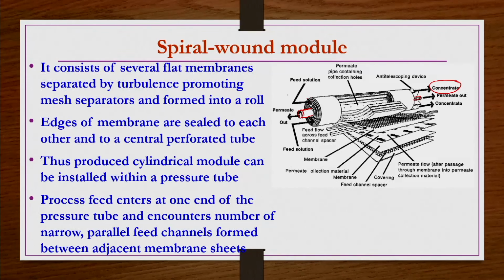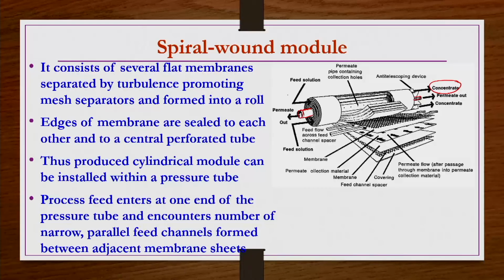So, before the feed comes in, this setup, the rolls of different membranes separated by separators, is rolled onto a porous support tube as shown here, and then this entire set is taken inside a pressure tube.